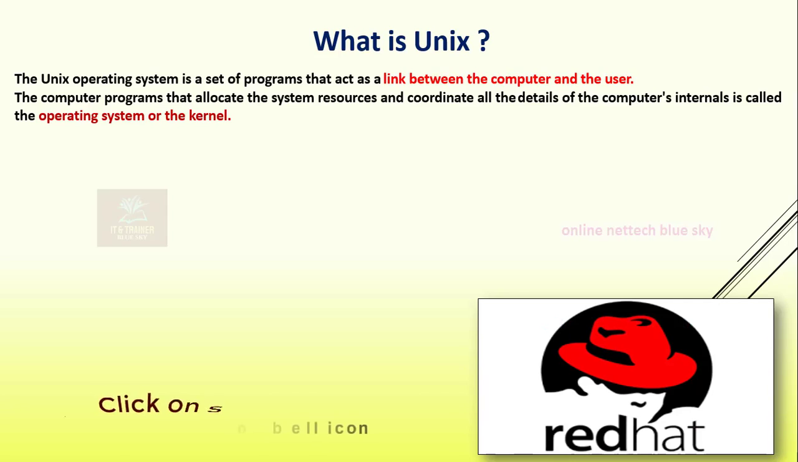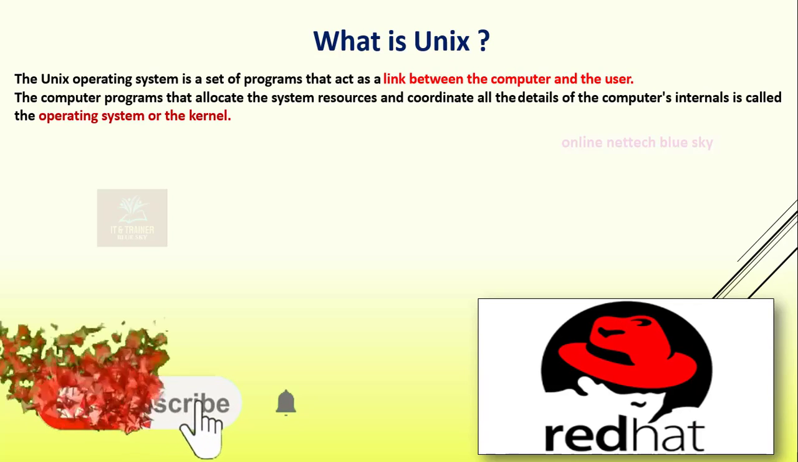I will show you the history of how Linux came about. First in the market came the Unix operating system; at that time the Linux operating system was not available. So the Unix operating system is a set of programs that act as a link between the computer and the user. The user means we are the user. We right-click and create a folder, you copy a folder, you paste a folder, and the same with a file.